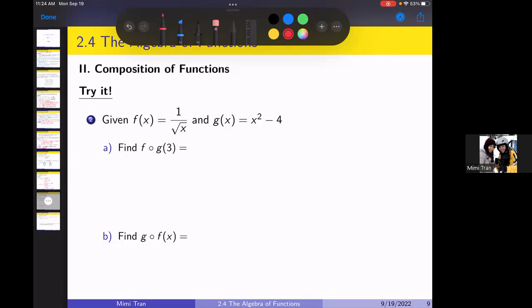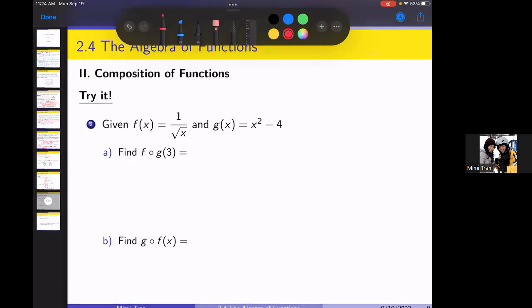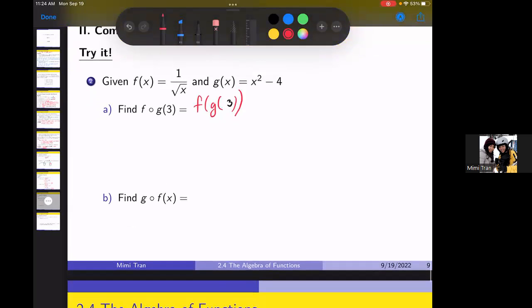Let's do this one, the last one I wanted to get together. All right, f composite g of 3. Rewrite this, it will be f of g of 3. One more parenthesis. So f of, let's see, g is x squared minus 4. 3 squared, which is 9 minus 4, is 5. So f of 5.